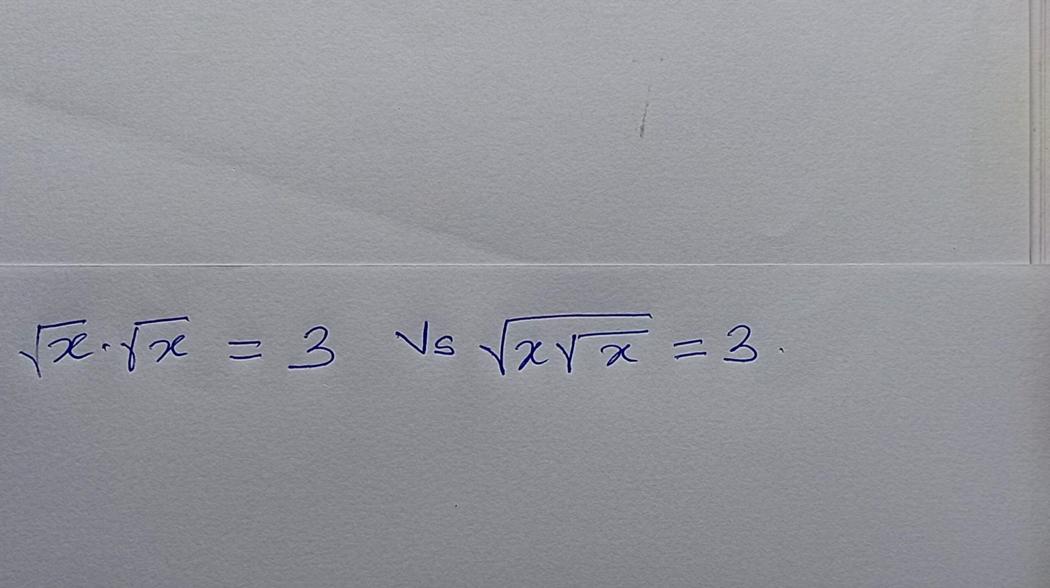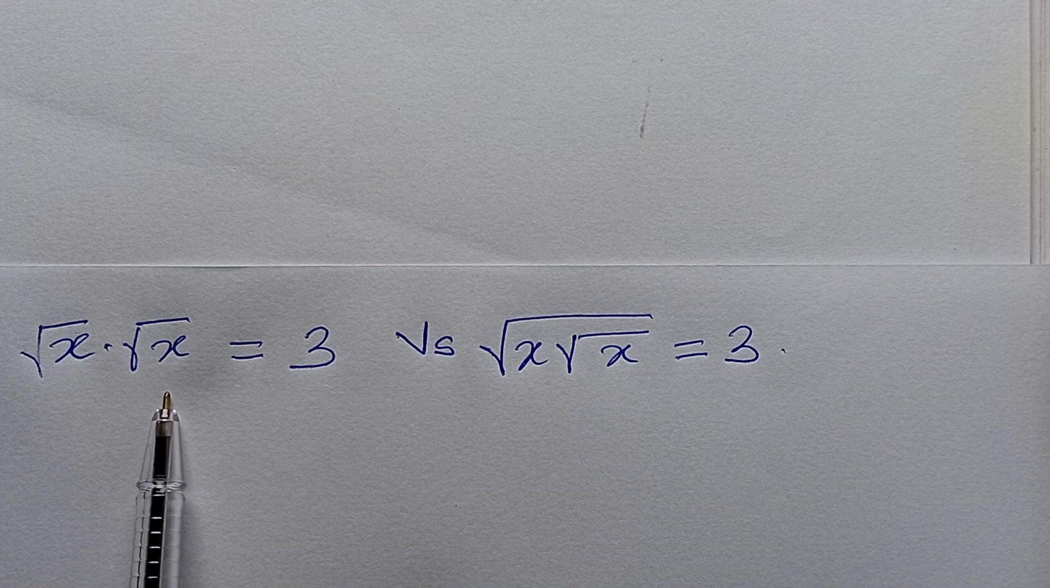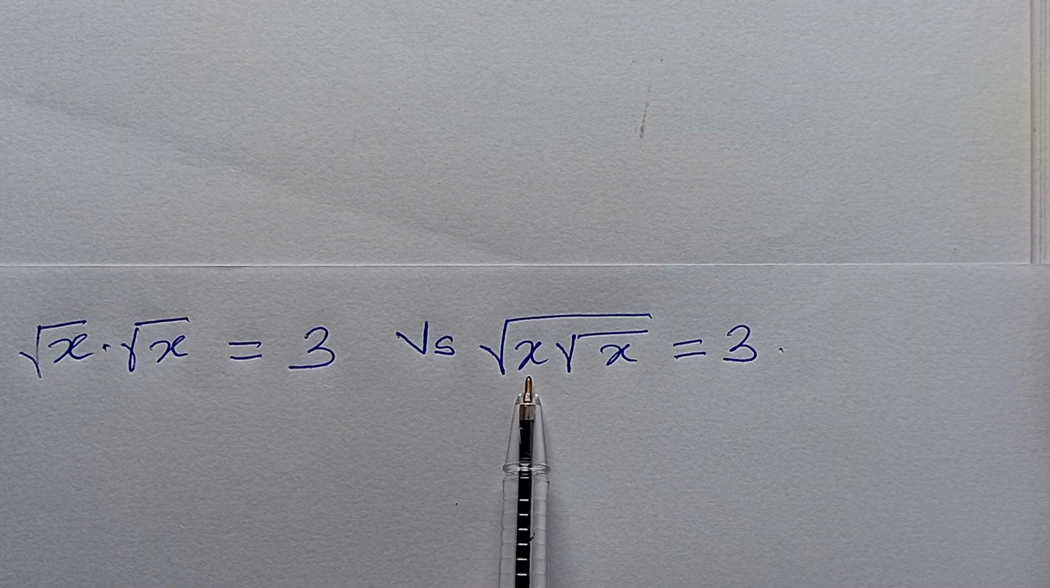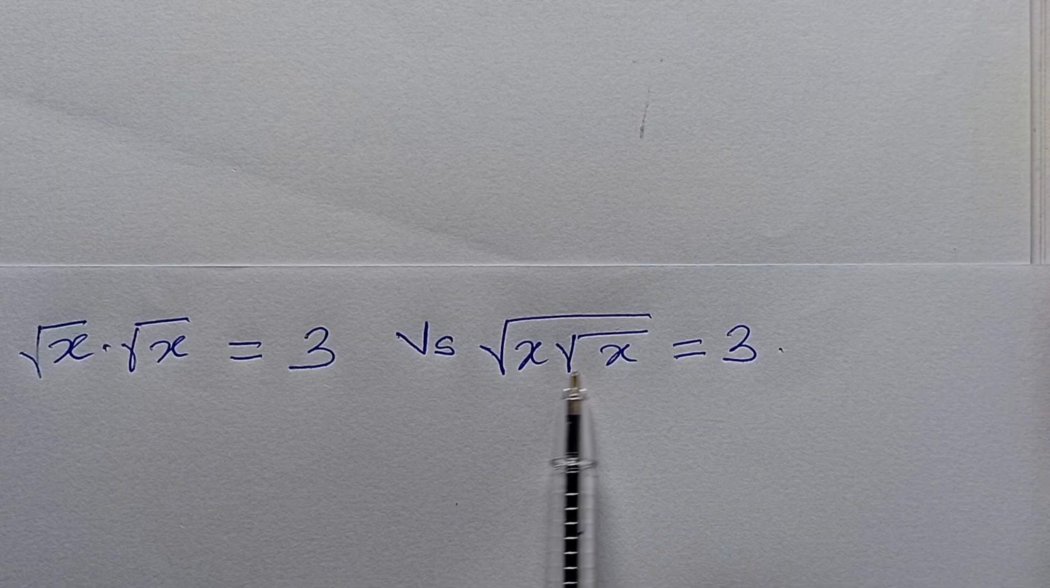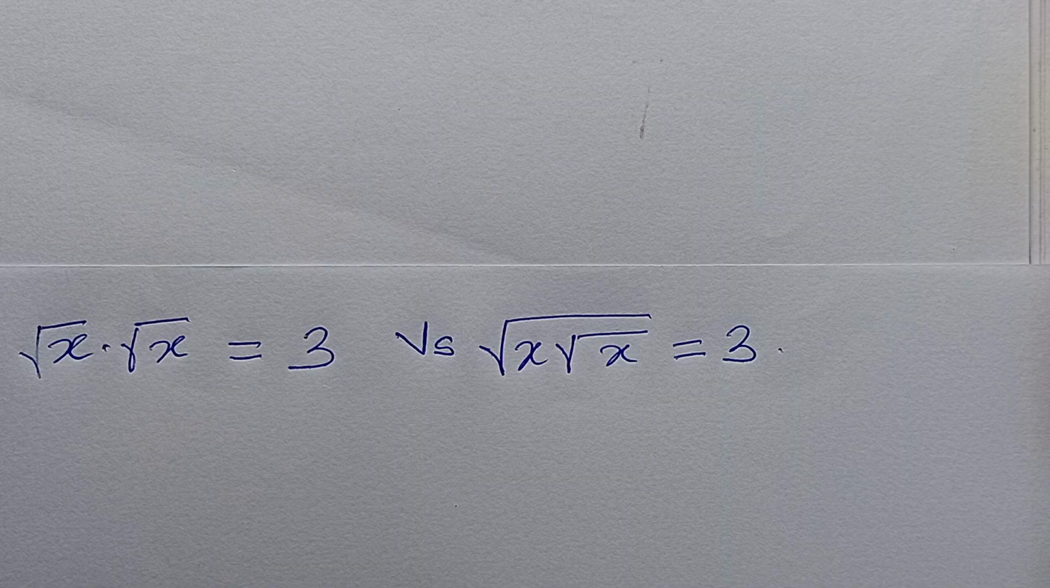Here we have a challenge before us, with two questions. We have the square root of x times the square root of x equal to 3, versus the square root of x under it times the square root of x equal to 3. In this challenge, we want to see which of these two expressions will give us a higher numerical value.